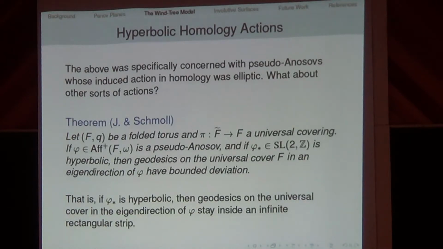So in Panov's paper, and the previous result I stated before, we looked at these pseudo-Anosovs that act elliptically in homology. But you could also act parabolically or hyperbolically in homology. So we'd like to know what happens in those cases as well. And so right now what we can say is that if you have one of these folded tori and you look at the Panov plane, if you have a pseudo-Anosov that acts hyperbolically in homology, then the geodesics on that universal cover on the Panov plane have bounded deviation. So what that means is that they stay confined to some rectangular strip of the plane.